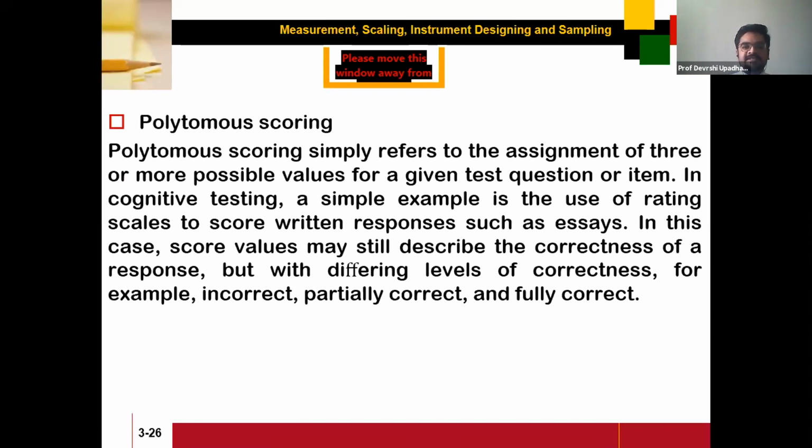That is, polytomous scoring simply refers to the assignment of three or more possible values for a given test question or item. In cognitive testing, a simple example is the use of a rating scale to score written responses such as essays. In this case, a score value may still describe the correctness of a response, but with differing levels of correctness. For example, incorrect, partially correct, and fully correct.